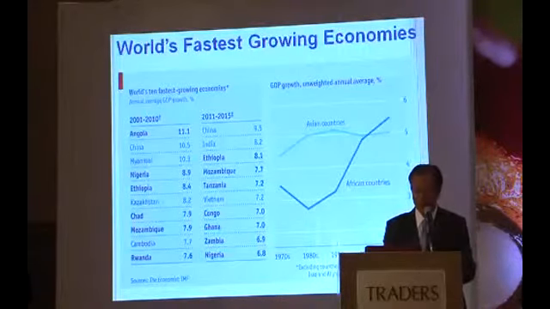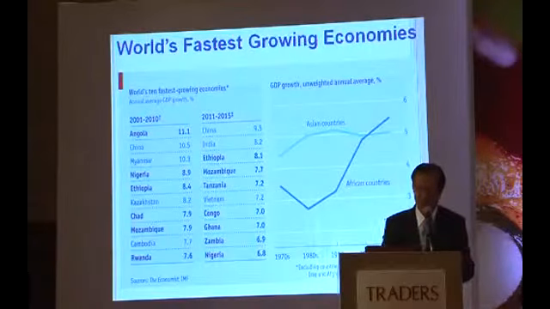So, you can see that countries like Myanmar obviously would be key countries that would contribute to new or more consumption, increased consumption because of the economic growth.